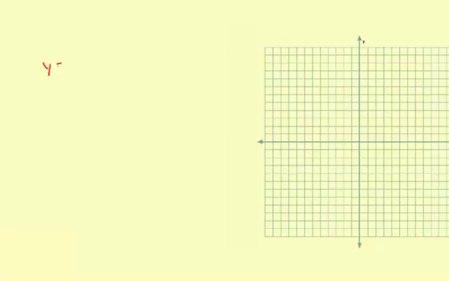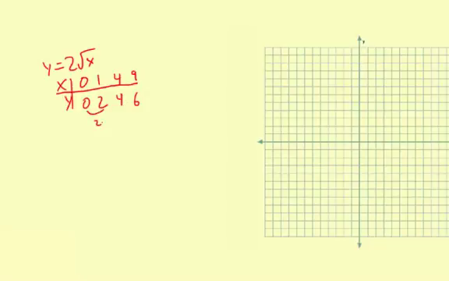Okay, let's say you have y equals 2 square root x. Here's a t-chart: 0, and then square root of 0 times 2, that's 0. Input of 1, square root of 1 is 1, 2 times 1 is 2. The next one is a 4, square root of 4 is 2, and then 2 times 2 is 4. And then the next one is 9, so square root of 9 is 3, 2 times 3 is 6.